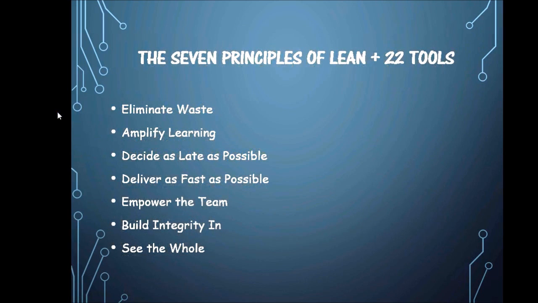The 7 principles of Lean plus the 22 tools. The 22 tools will be within the 7 principles themselves. The first principle is eliminate waste. Second is amplify learning. Third is decide as late as possible. Fourth, deliver as fast as possible. Fifth, empower the team. Sixth, build integrity in. And the last one, see the whole.